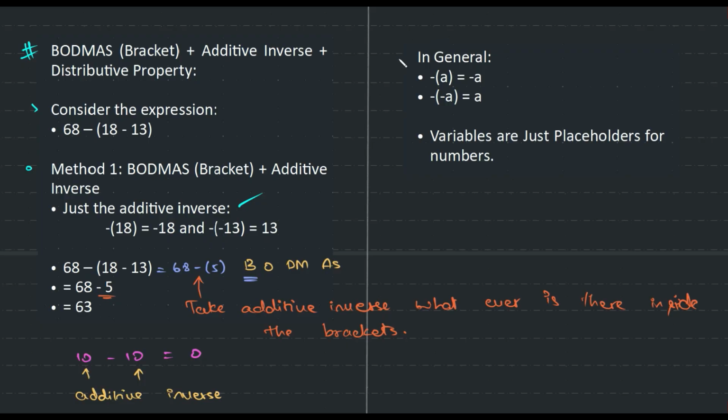In general, remember, when we relate this to variables, we have minus of a is minus a, and minus of minus a is plus a. Remember, variables are just placeholders for numbers. Whatever behavior you see over here, the same thing I'm applying to variables. Instead of writing 18, I've written a. Instead of writing minus 13, I've written minus a. As simple as that.